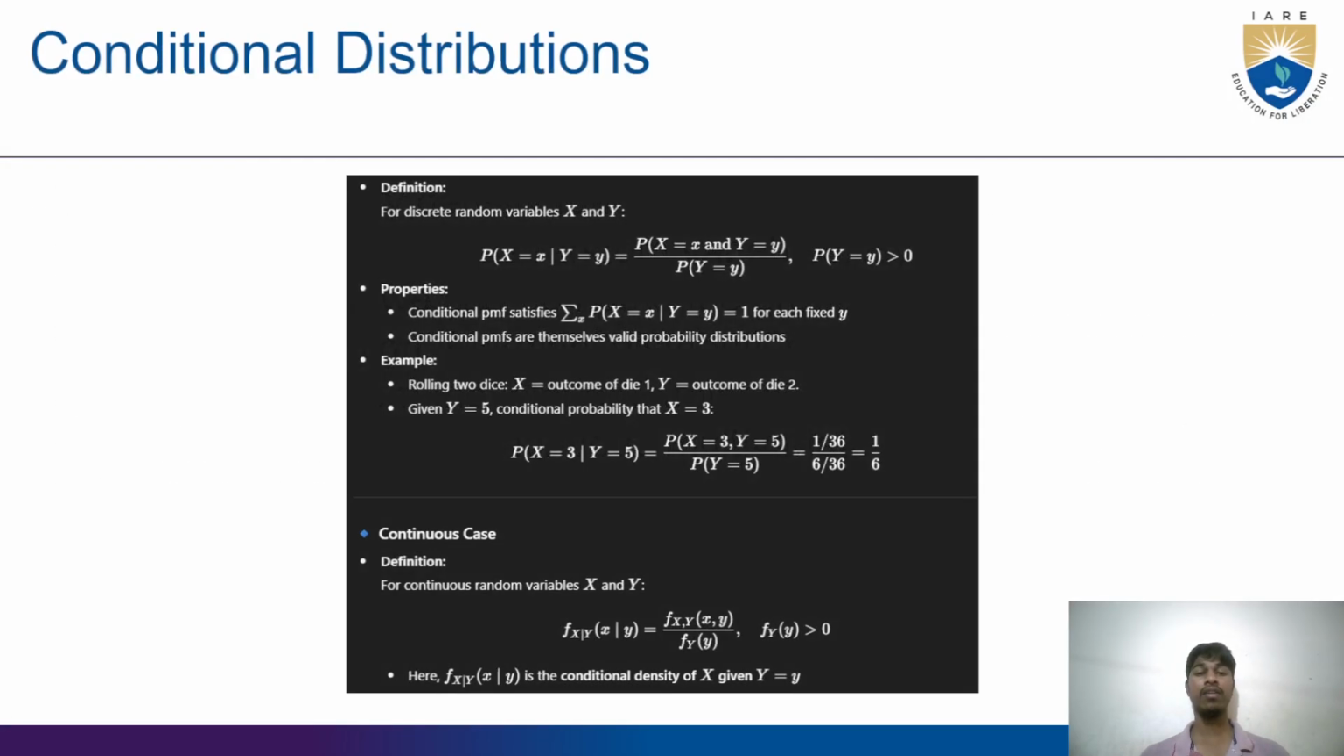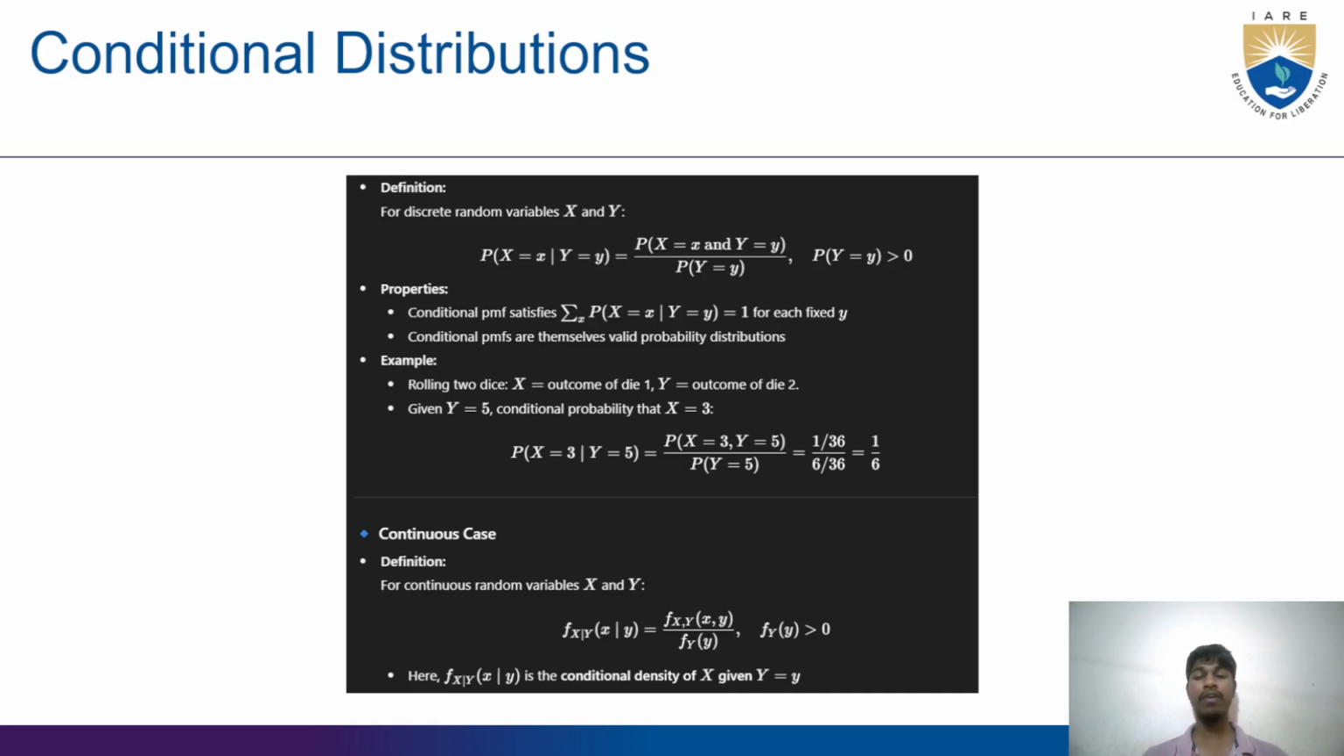Conditional distribution. Let's see what conditional distribution is all about. For discrete random variables X and Y, the probability of X equal to x given Y equal to y is equal to the probability of X equal to x and Y equal to y, divided by the probability of Y equal to y.